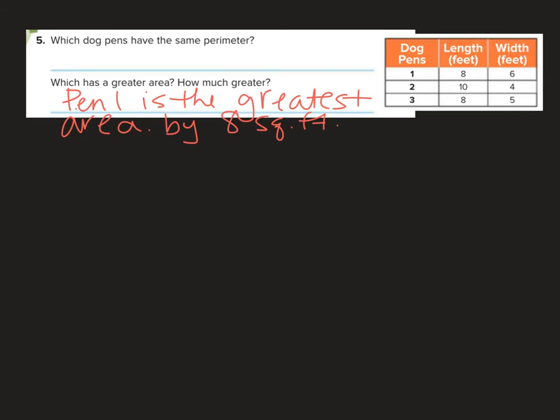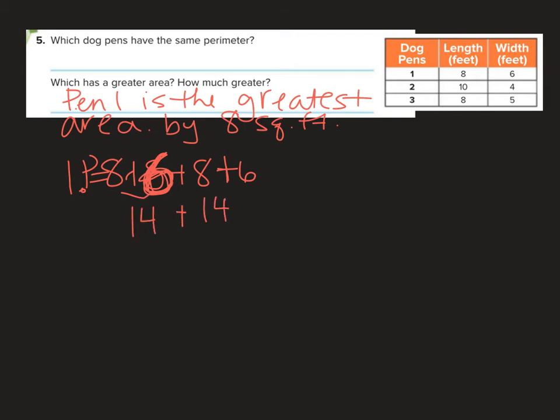Okay, let's go back to the first part. Which dogs have the same perimeter? So let's find the perimeter of the first pen. So I'm going to do 8 plus 6 plus 8 plus 6. This is our perimeter. 8, this is a 6, sorry, my terrible handwriting here. Okay, 8 and 6 makes 14 plus 14. So the perimeter of pen 1 equals 28 feet.